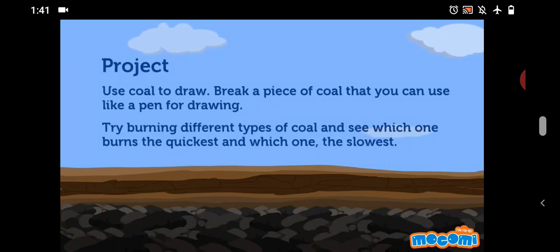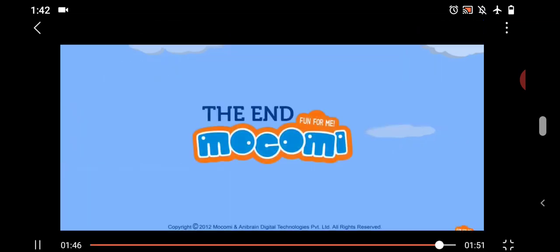Use coal to draw. Break a piece of coal that you can use like a pen for drawing. Try burning different types of coal and see which one burns the quickest and which one the slowest. So that is what it was about coal, how it is being formed. So you can try the activity. It is simple and easy, children.